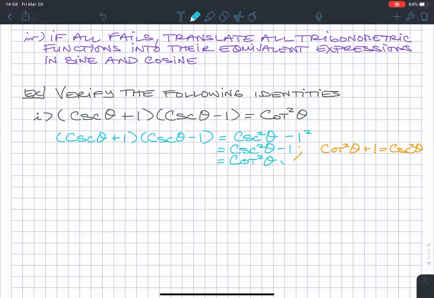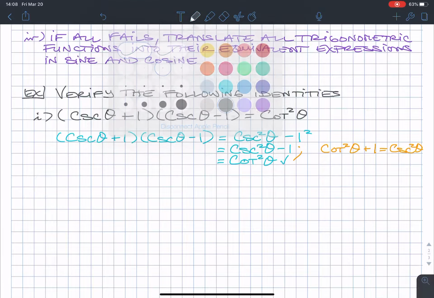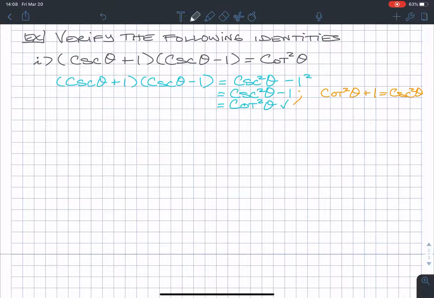Notice that the very last step is the right-hand side of the equation. If you can get the right-hand side of the equation, you've proven it, provided all of your steps are sound logically. Okay, so number 2, let's say we have sine squared theta times cotangent squared theta is equal to 1 minus sine squared theta.